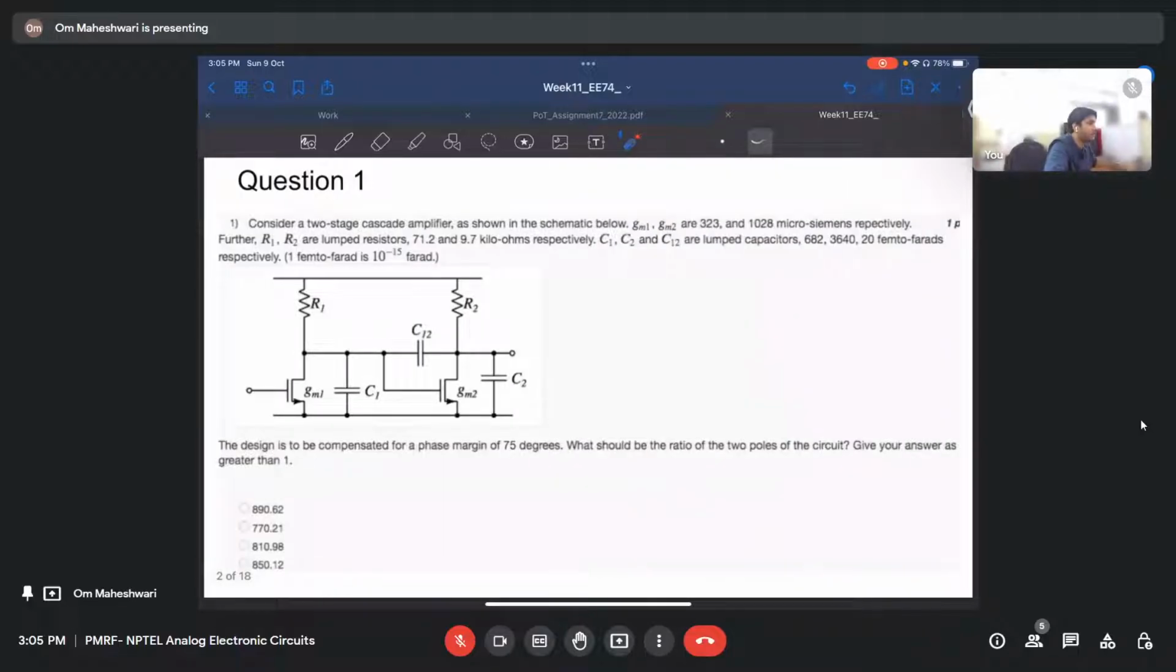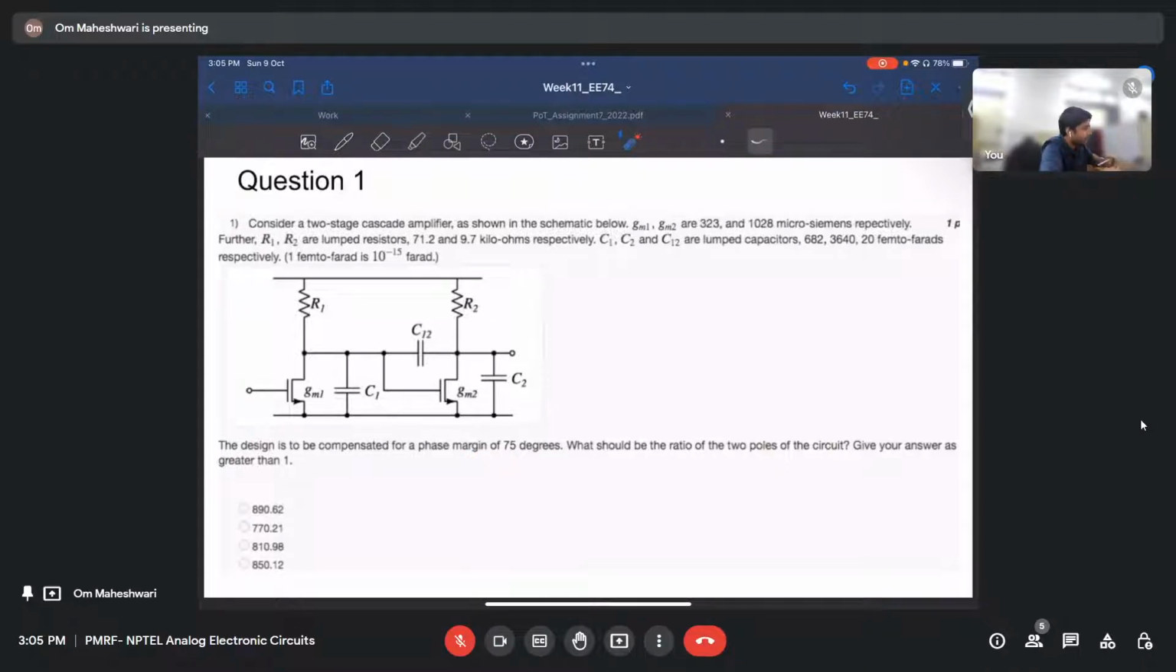So here is the first question. What we have to find is the ratio of the two poles of the circuit, and GM1 and GM2 are given. These C1, C2, and all these component values are also given, and we have to find the ratio such that the phase margin is 75 degrees.